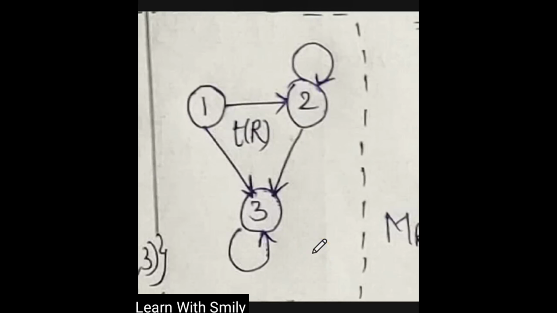This is the graph which represents the complete relation, that is 1 to 2, 2 to 2, 2 to 3, 3 to 3 and 1 to 3. So this is the graph that represents the complete connection of paths and the connectivity relation.